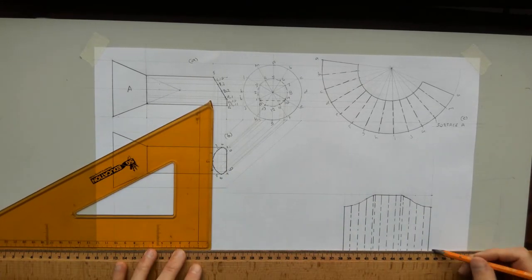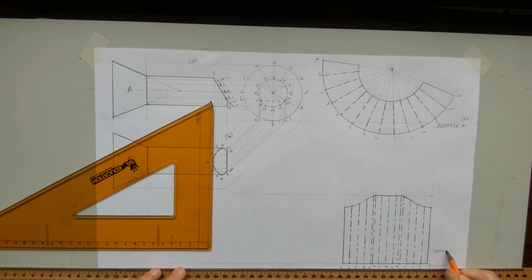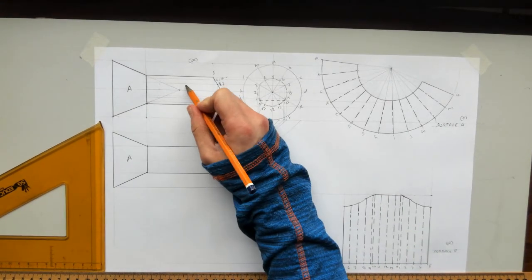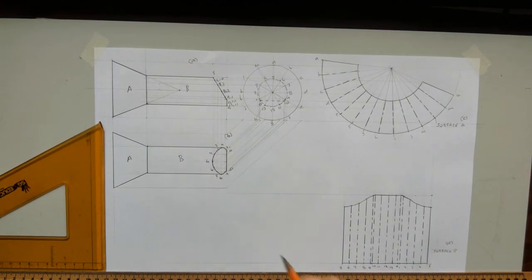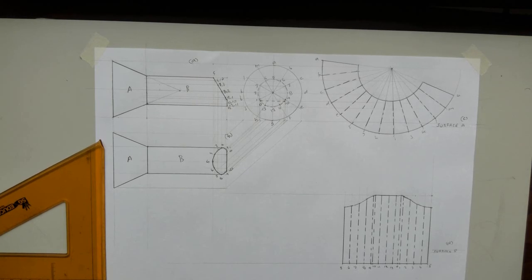And then I can just put in surface B, and that's part D of the question there. I'm going to put in B here and here to show my actual surface rolled out there. And that then actually completes the question. So hopefully that video helps anybody who's stuck on it.